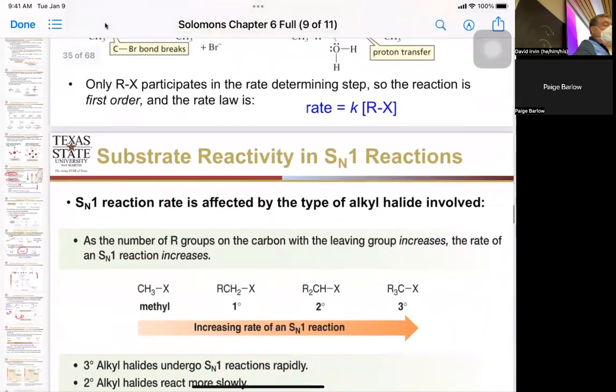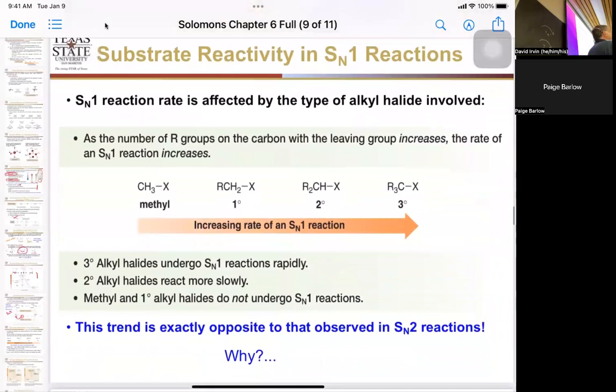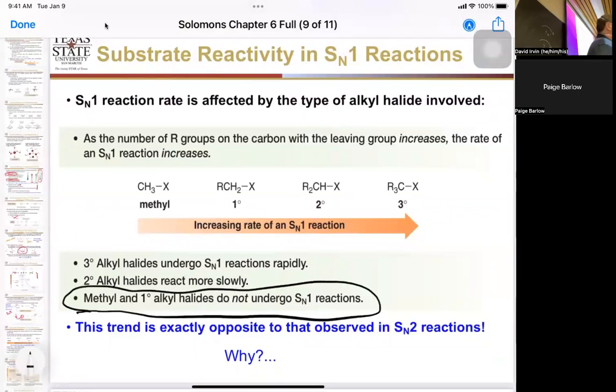Okay. So what makes this reaction happen? Well, it turns out that because we can't do SN2 reactions on tertiaries, we're going to do SN1 reactions. These are going to be faster. And then the secondaries can do it, but they're not as fast. And methyls and primaries hardly ever do it, okay? They don't undergo SN1 reactions, okay? Now, this is exactly opposite of SN2.